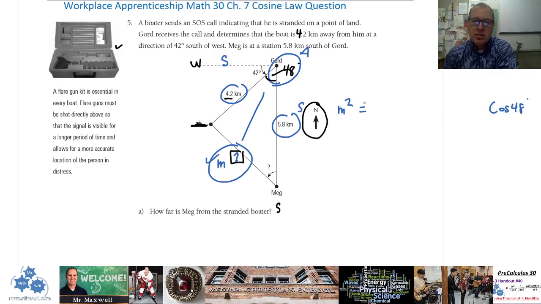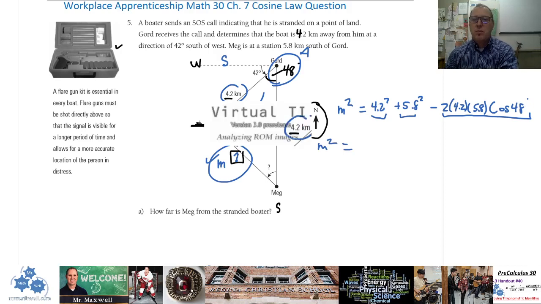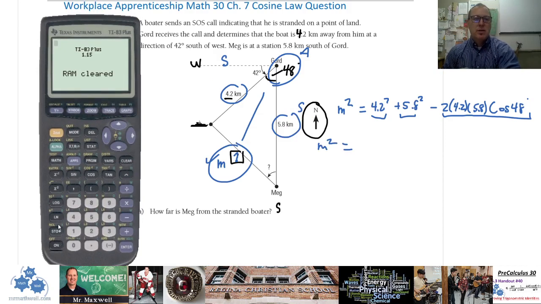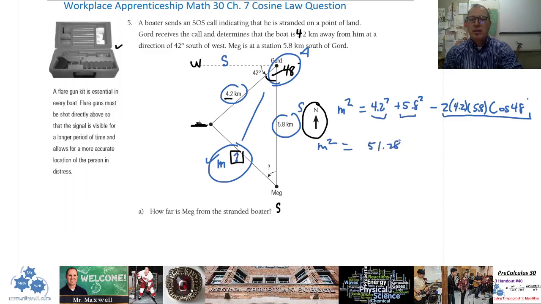Now what happens in between? Well, that's easy. 4.2 squared plus 5.8 squared minus 2 times 4.2 times 5.8. Not squared, but all this is multiplied together. So really, we can just evaluate this side. So m squared equals, you figure out what 4.2 squared is. So you get your calculator out. Okay, I'll go 4.2 squared plus 5.8 squared first. So 51.28. Okay, I'm just going to write that down.